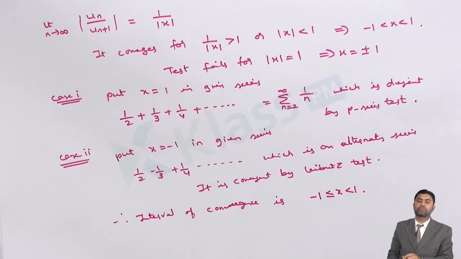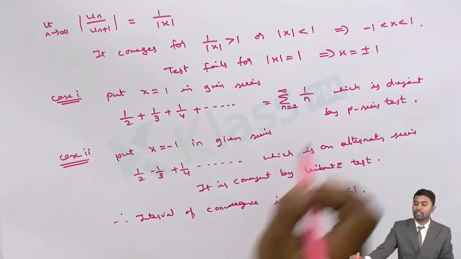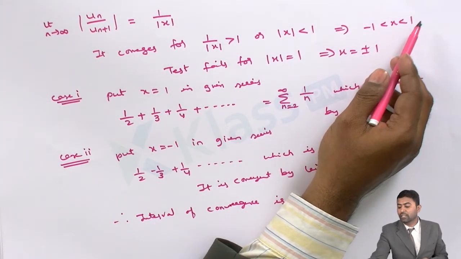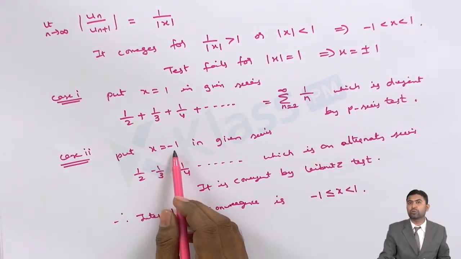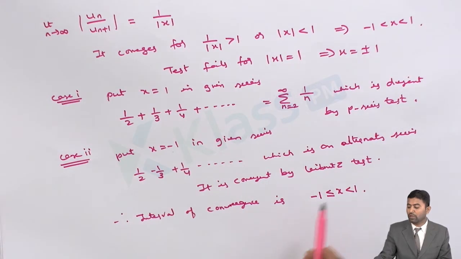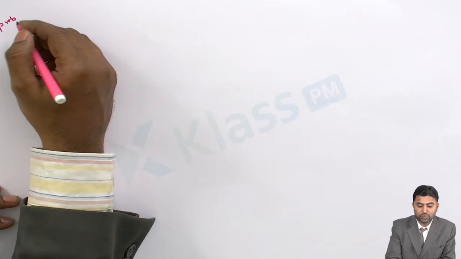This is the interval of convergence. Minus 1 less than x less than 1 was the interval of convergence, and here when we use x is equal to minus 1 also the series became convergent. So therefore I am adding the equal to sign.